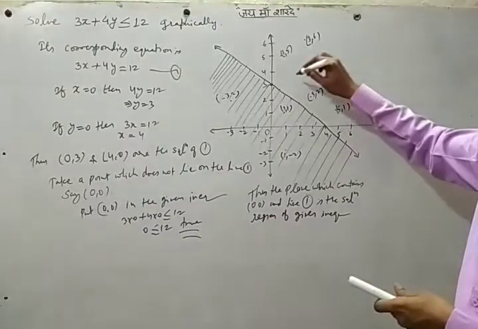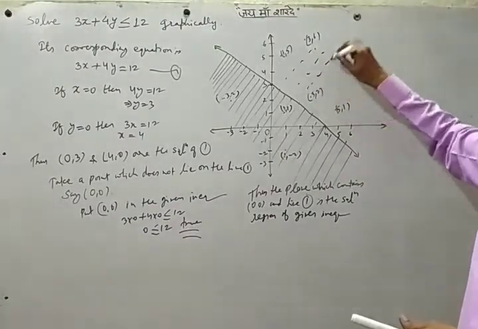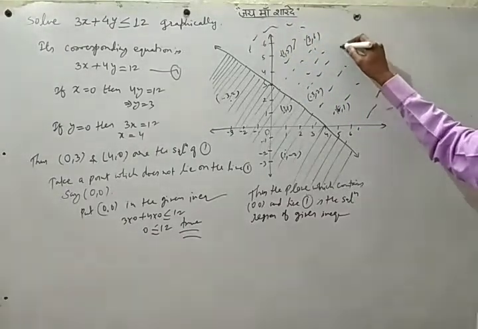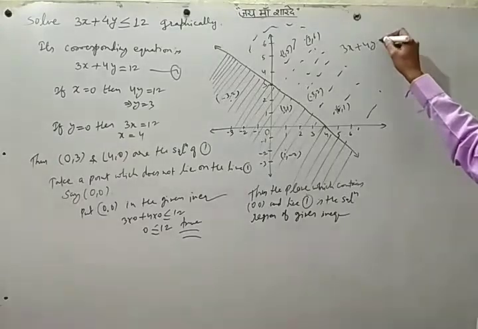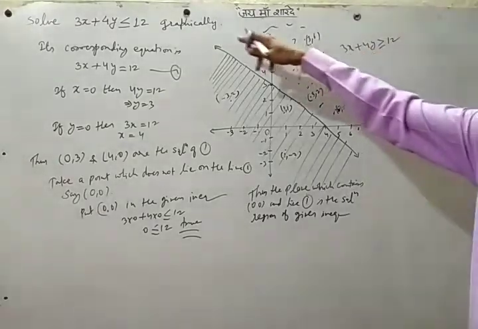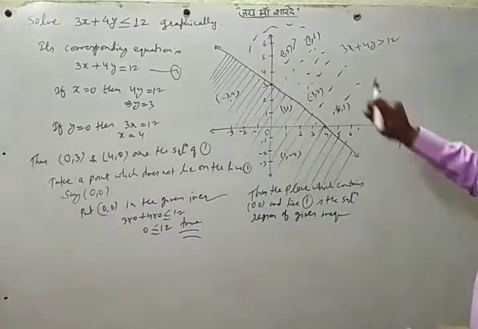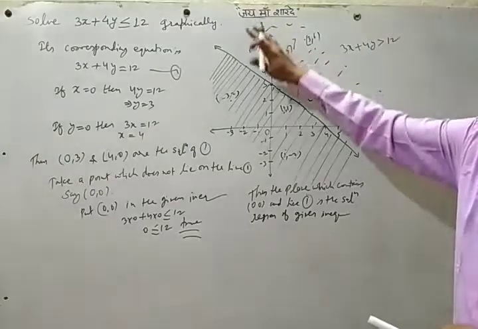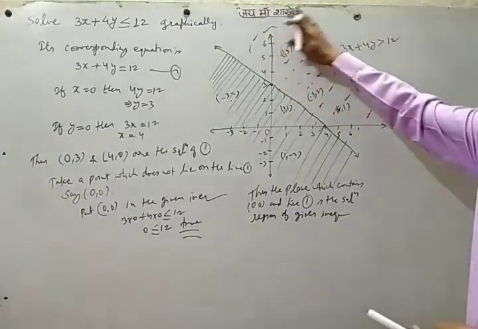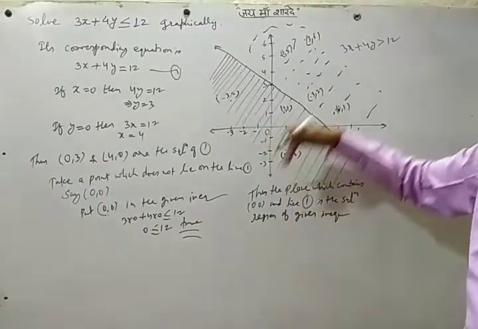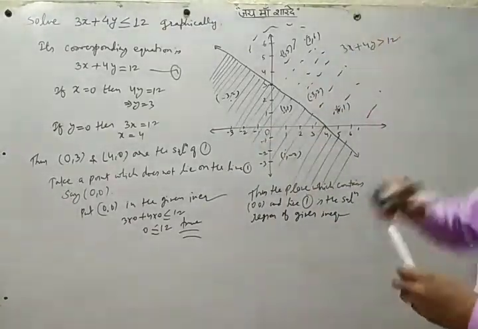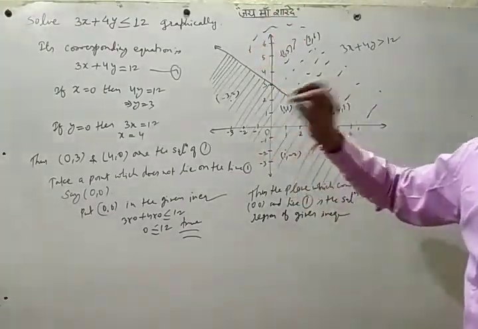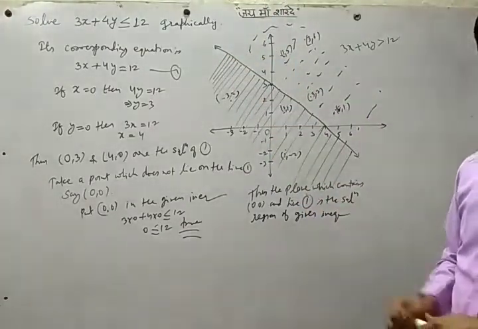So what is this part? This part is the solution of 3x plus 4y more than or equal to 12, including this line, and if you don't include this line, 3x plus 4y more than 12 is this half plane. This is 3x plus 4y less than 12, so this is 3x plus 4y more than 12. Okay, so in this manner we can find the solution of any linear inequation in two variables.